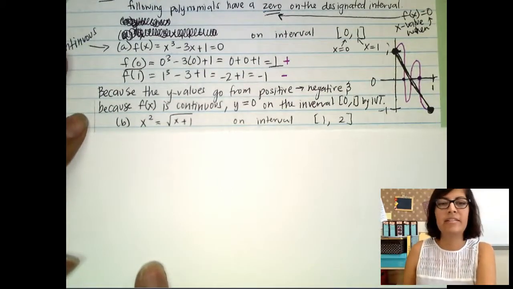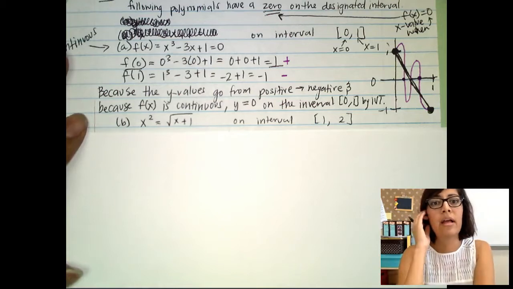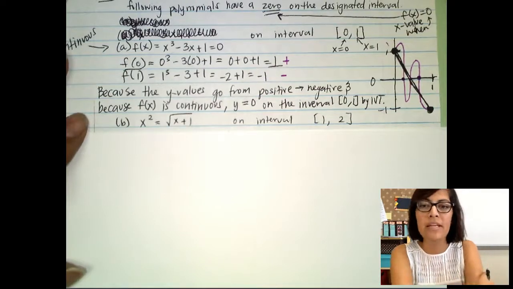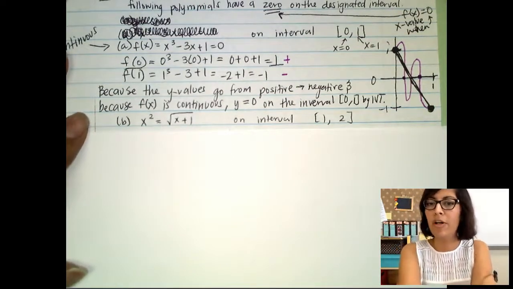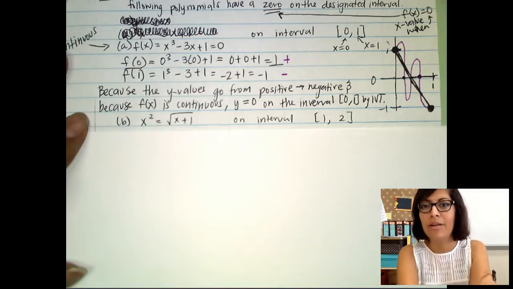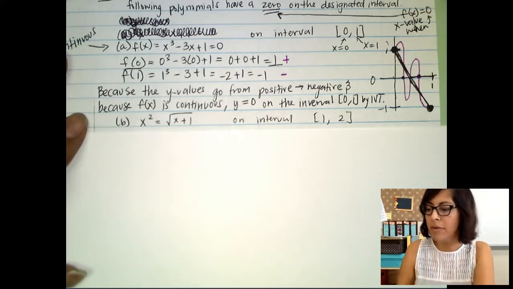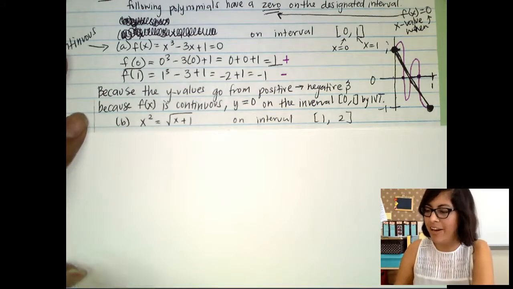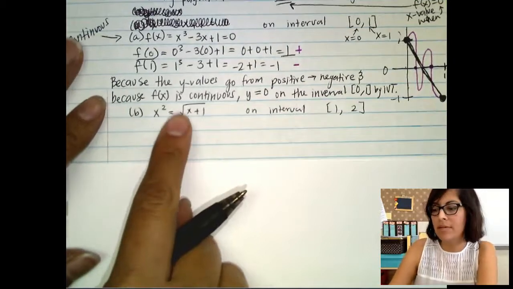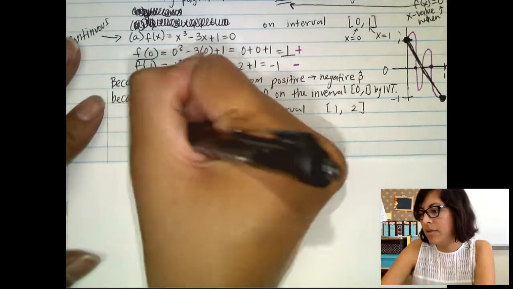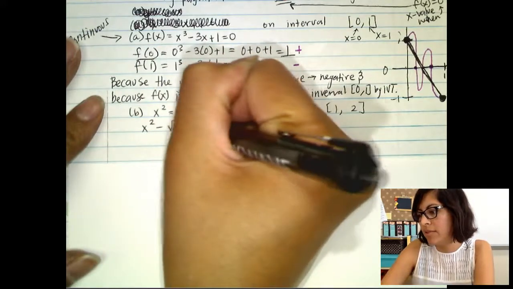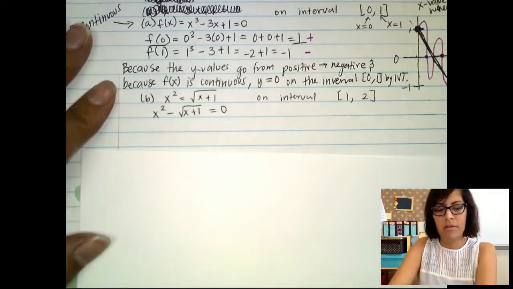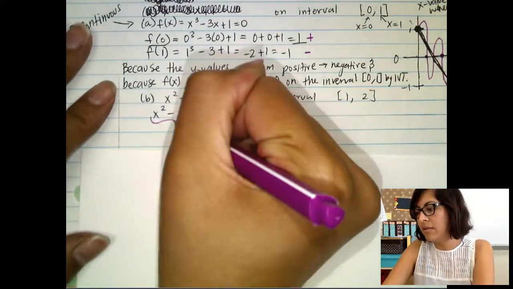So if we have something like x squared is equal to the square root of x plus 1 on the interval 1 to 2, we want to see if there are any zeros here. First of all, we need to set the equation equal to 0. So I'm going to say x squared minus the square root of x plus 1 is equal to 0. This is going to be our f of x.